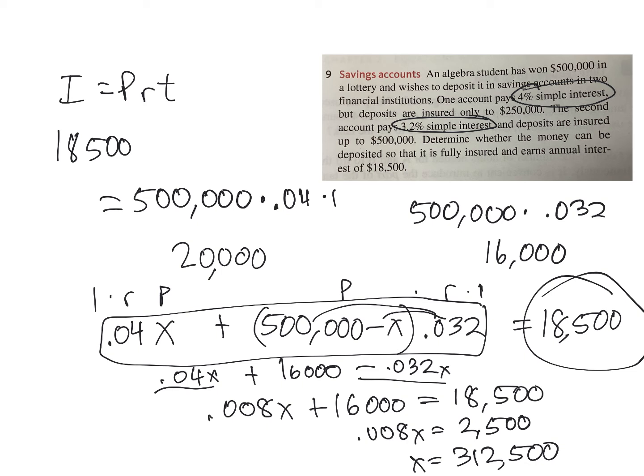So he could still get what he wants, but it's not going to be fully insured. And he wants it to be fully insured. All right, let's go to the next problem.